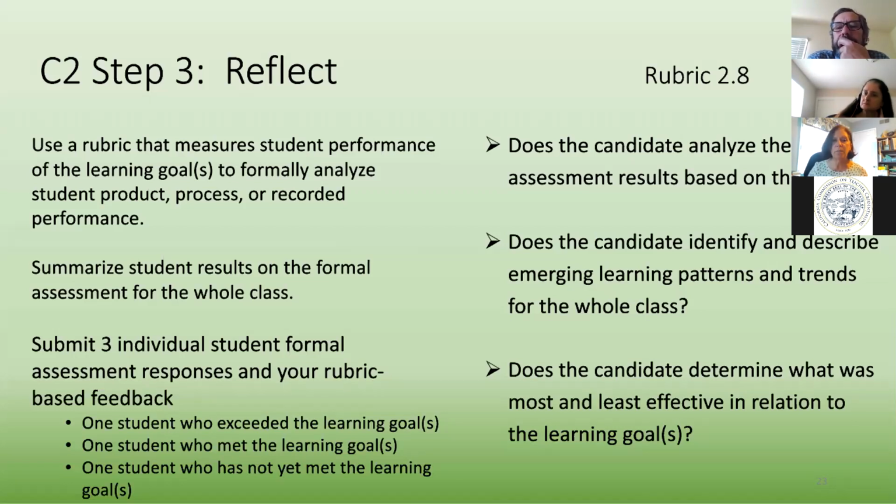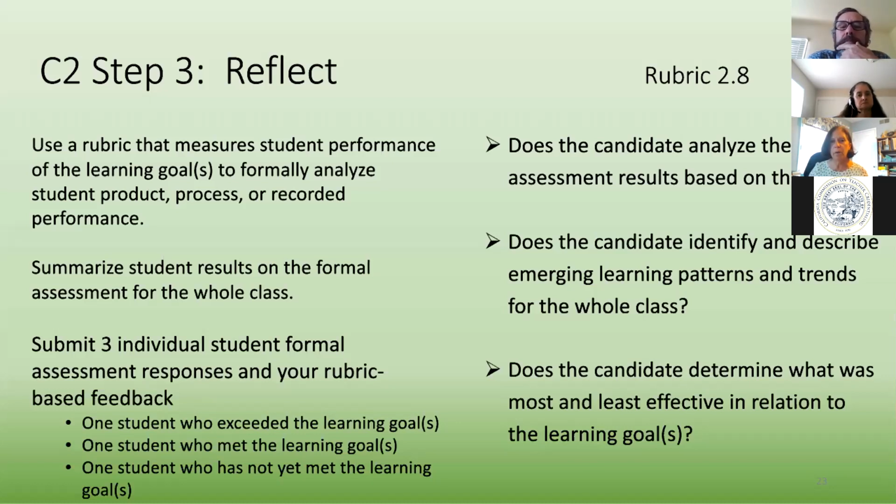And they need to submit 3 pieces of student work that are either a process, product, or performance. If it's a performance, then they would be 3 video clips perhaps. But we need to see the work of a student who exceeded the learning goal set in the 3 to 5 lessons, a student who met the learning goals, and then a student who has not yet met the learning goals set for the lesson or lessons.